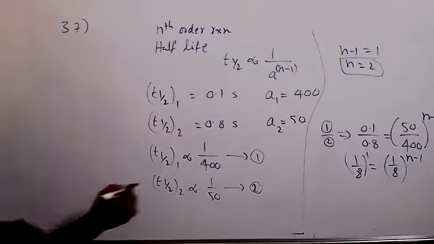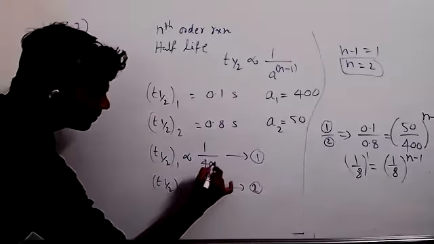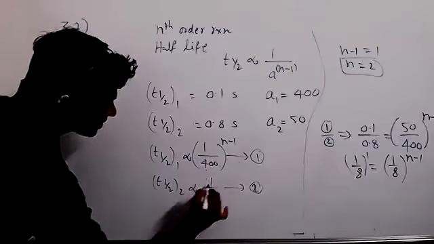Yes, here we made a mistake. 400 whole power n minus 1. This is also whole power n minus 1.